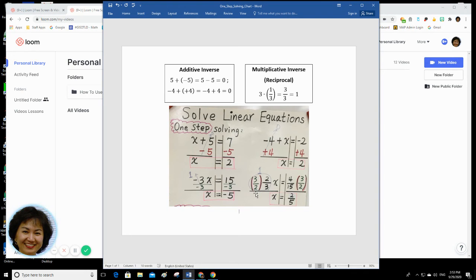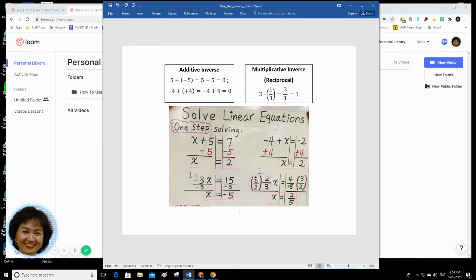However, if you just multiply the reciprocal of the coefficient to both sides, then it becomes a little bit easier. Like this example, 2/3 of an x equals 4/15. I can multiply the reciprocal of this 2/3 to both sides. That is 3/2. So I am multiplying 3/2 on both sides.